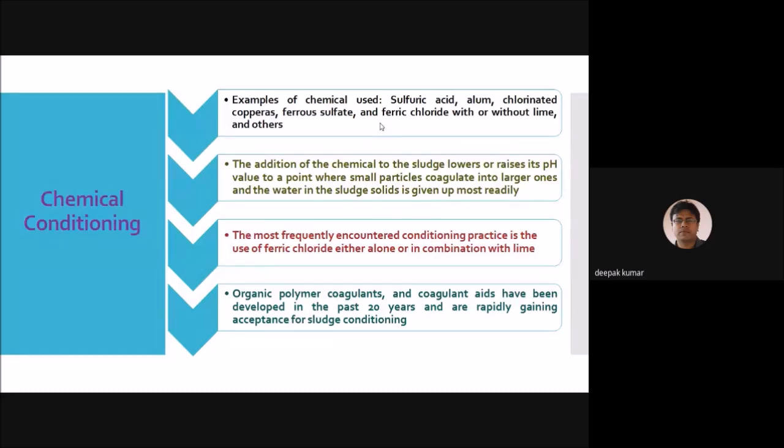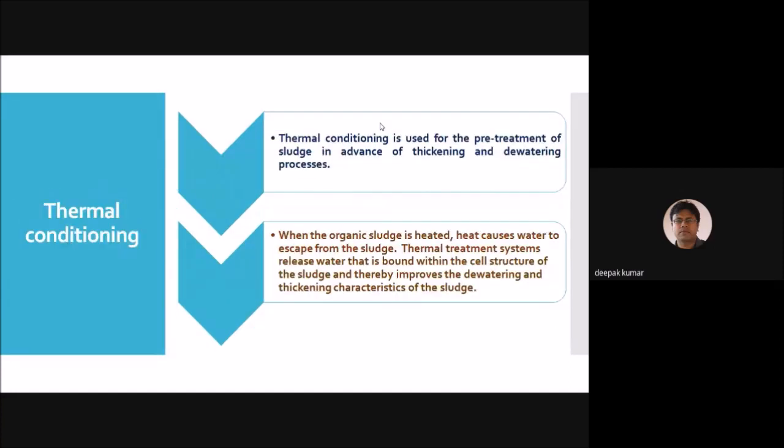So for chemical conditioning, we use some of the well-known chemicals. We can use ferric chloride, and we can use coagulants, organic polymer coagulants. What they generally do is stabilize the pH value so that the process of coagulation can increase.